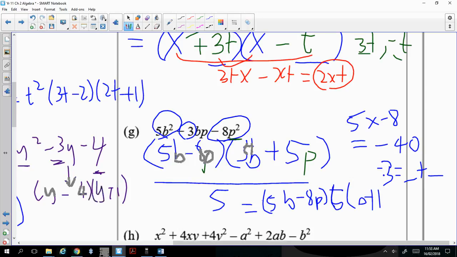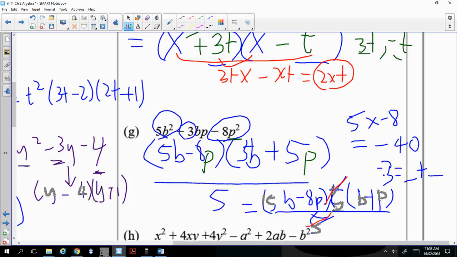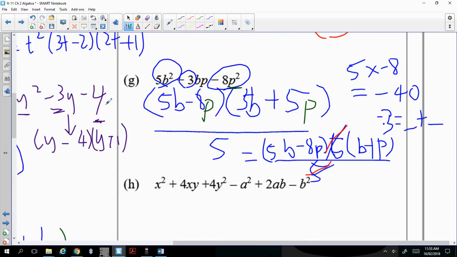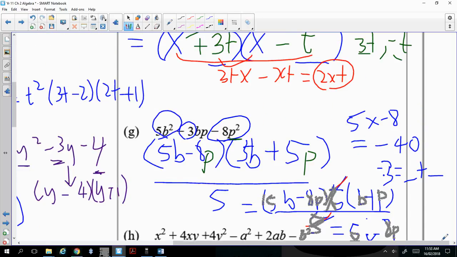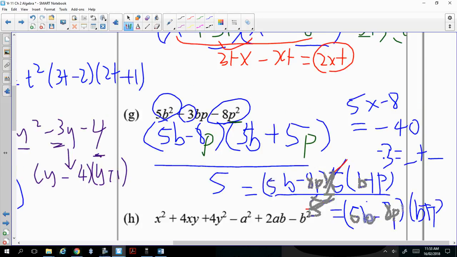So your final answer will be 5b minus 8p, and then the other one, b plus p. Yeah. So it's like a non-monic, except that there's a p at the end. And you factorize the 5. Alright, have a try. And then we've got one more.